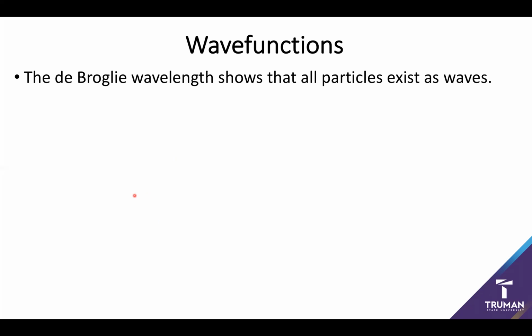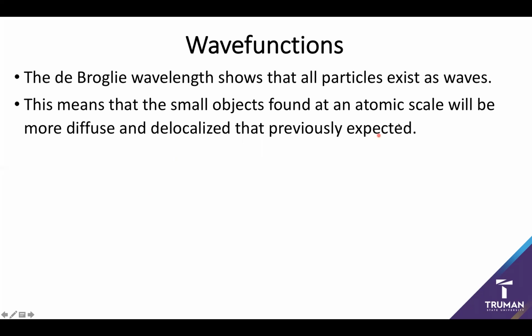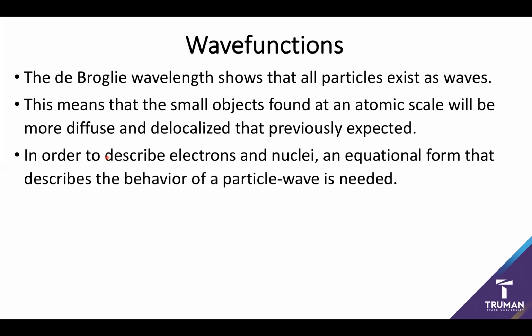So anytime I've got a small object, so specifically those found in an atomic scale, they're often going to be way more diffuse and way more delocalized than we'd expect from classical mechanics. So this means that if I'm going to describe an electron, a neutron, a proton, I'm going to need a new set of equations that describe both particle and the wave-like behavior of these systems. And this gets a little bit messy.